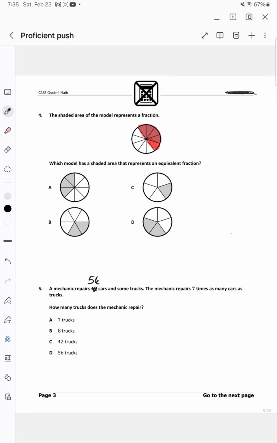For question 4, I changed the question, not the answer choice. So I see 1, 2, 3, 4, 5, 6, 7, 8, 9, 10. Always count it first to get your total, which is 10. And I see 1, 2, 3, 4, 5 shaded. So that is 5/10. If I were to shrink it or use my dump your brain, I can scale this back to 1/2.